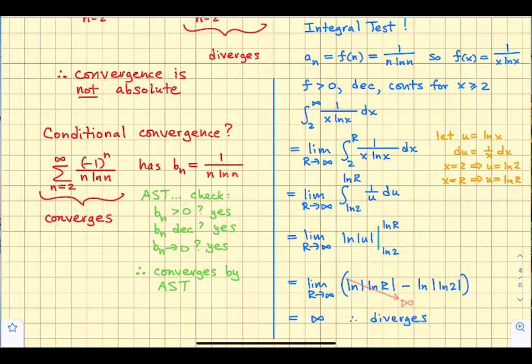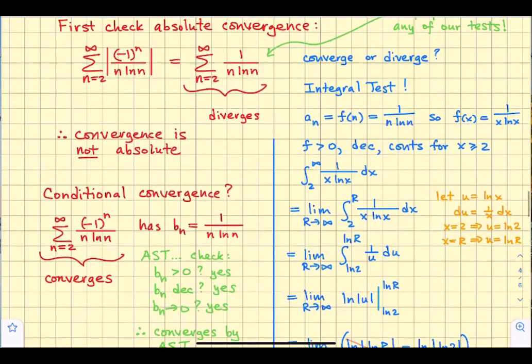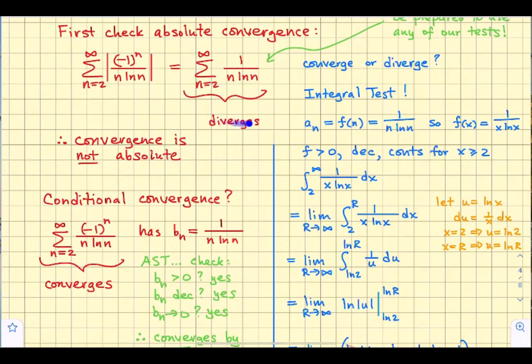We get this ln of the absolute value of ln of r, but we don't panic. As r goes to infinity, the ln of r goes to infinity, so this is going to infinity. Then we're taking the log of something that's going to infinity. So this term's going to infinity, and this is just a finite number. So this overall limit is infinity, and since the improper integral went to infinity, the improper integral diverges, and therefore by the integral test, the associated infinite series diverges also.